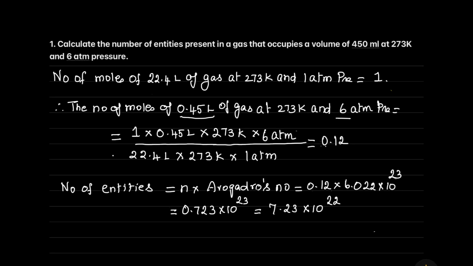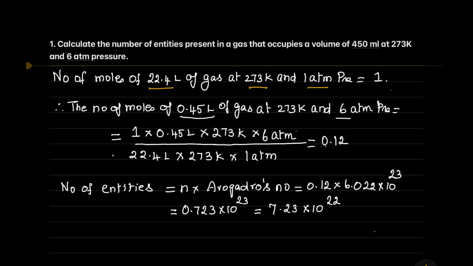Let us work out some exercises. Question number 1. Calculate the number of entities in 450 ml of the gas at 273 Kelvin and 6 atmosphere pressure. In this problem, the volume of the gas under a given set of conditions is mentioned in milliliters. This is to be converted into liters, which comes to 0.45. The first step is the calculation of N, the number of moles. You know very well that if the volume is 22.4 liters at 273 Kelvin and 1 atmosphere pressure, then the number of moles is equal to 1.